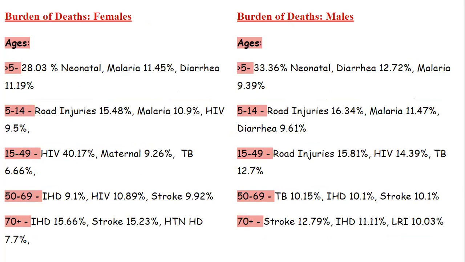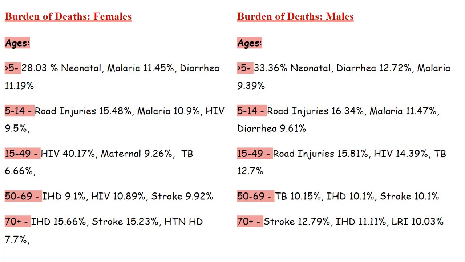Moving on to the burden of deaths between females and males, this slide, similarly to the one before, shows the differences between the top 3 most prevalent causes of death among different age groups. In terms of how the burden of deaths differs from the burden of DALYs, you can see that the burden of deaths percentages are much higher.